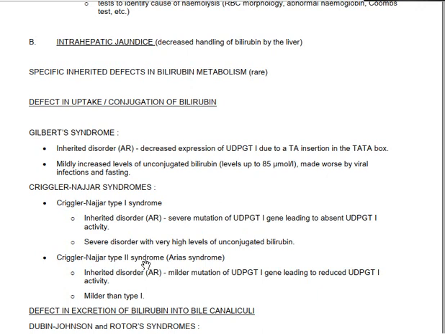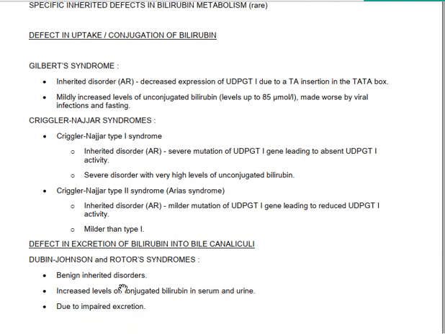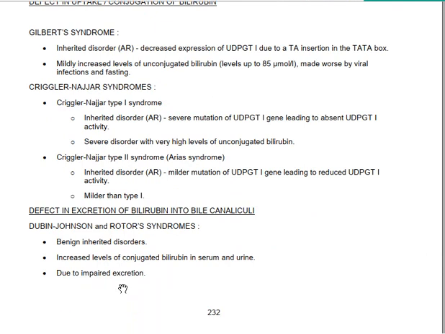Now, in Crigler-Najjar syndrome type 2, here you have an autosomal disorder where you have a mutation of glucuronosyltransferase 1 resulting in still a reduction of that. Is it clear? But Crigler-Najjar syndrome type 2, also called Arias syndrome, is milder than type 1. Is it clear? It's only a mild mutation, while it is a severe mutation in Crigler-Najjar syndrome type 1.